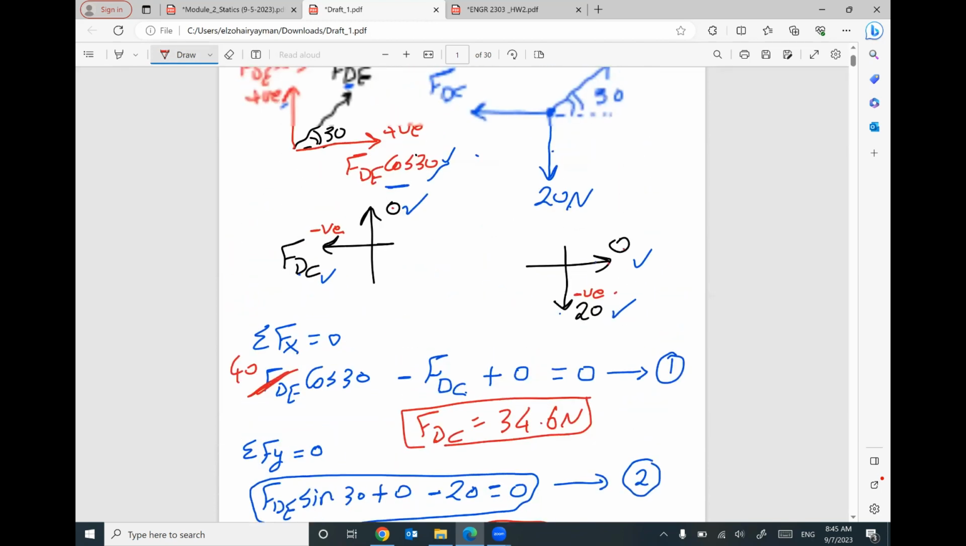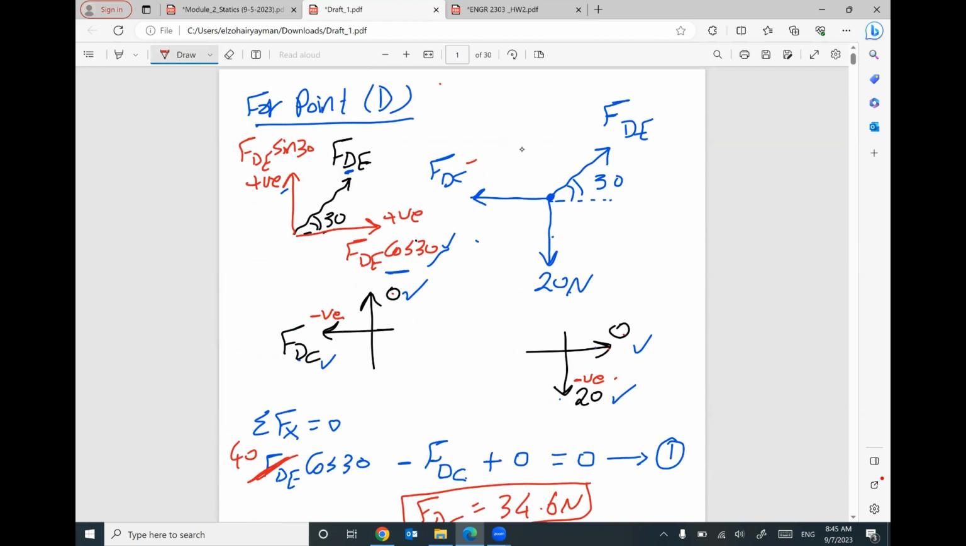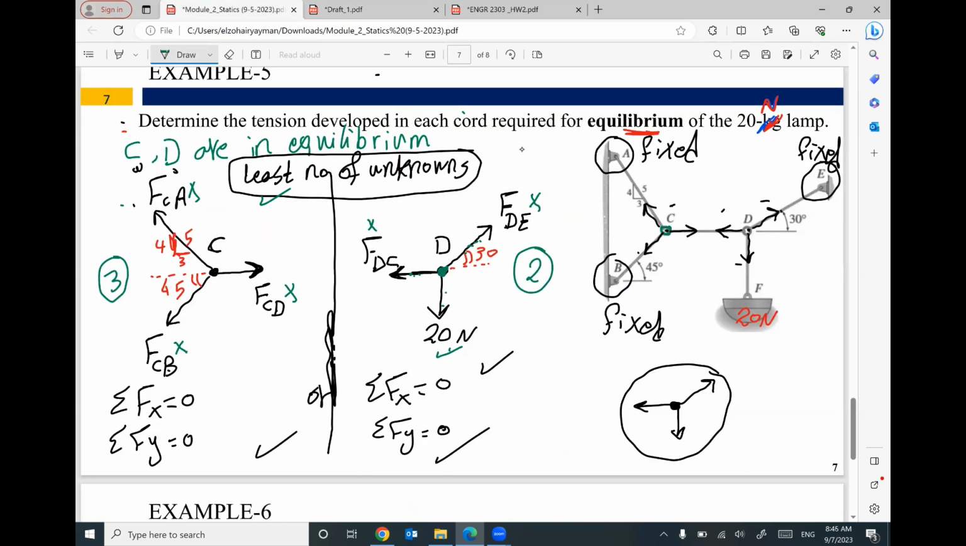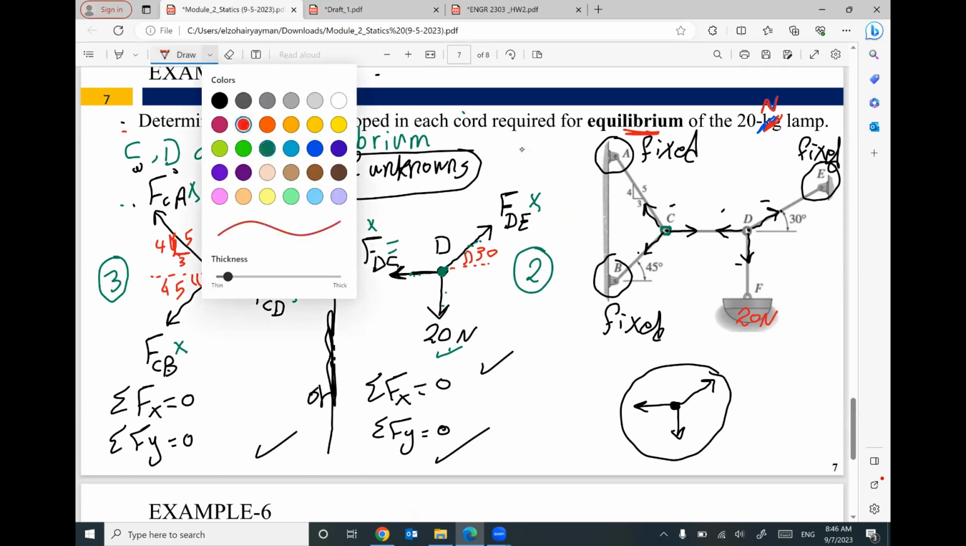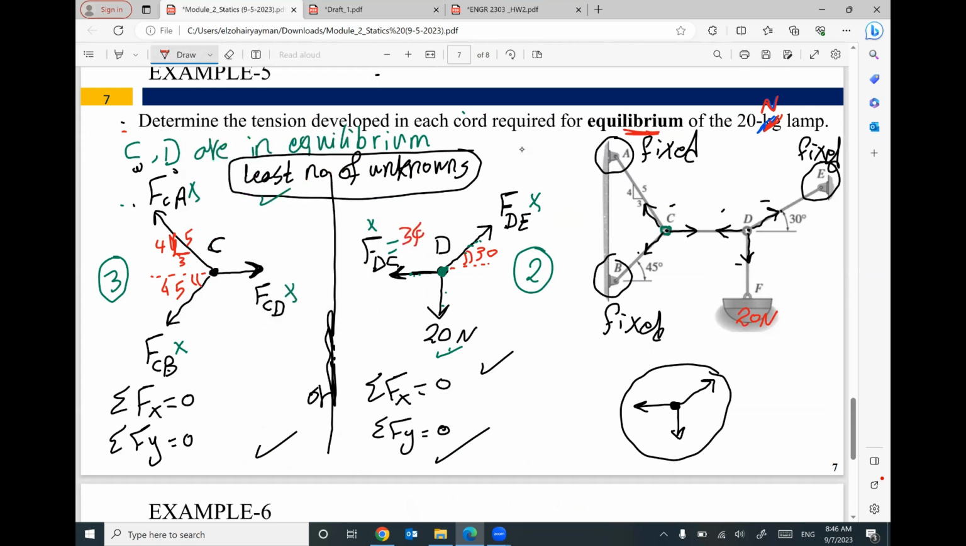So the final conclusion: FDC equals 34.6, FDE equals 40 Newton. I can go back here and put FDC equal to 34.6 and FDE equal to 40 Newton. So the force in this cable is 40. The force in this cable is 34.6.